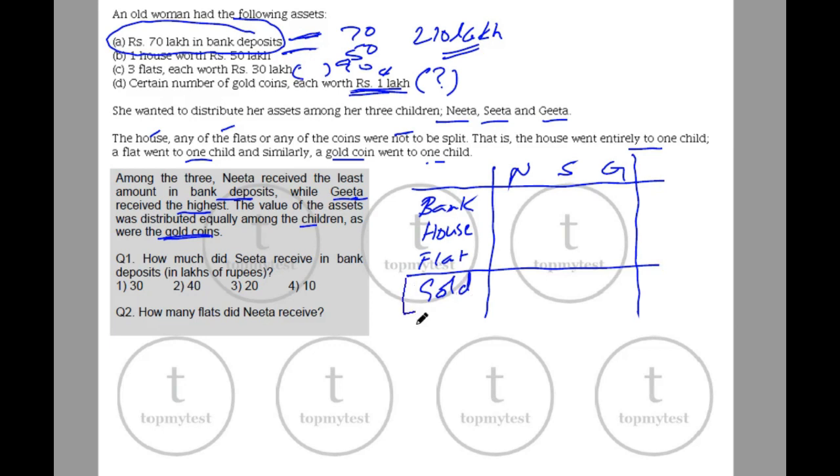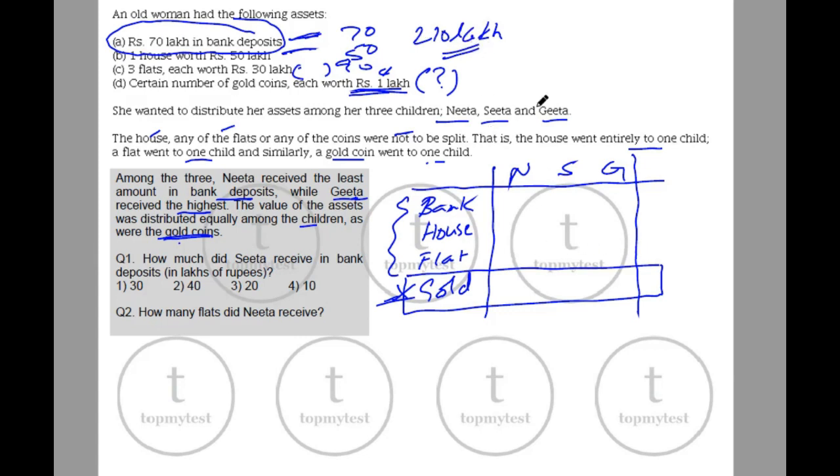Now gold was divided equally. So if you have 3 coins, each of them will get 1 each. If you have 9 coins, each of them will get 3 each. So gold as such is not required here, because it is going to be divided equally. The rest of the assets also have to be divided equally. You don't need to check for the gold because it says gold is divided equally and the total assets are also divided equally. Which means that even these 3 in terms of value will be divided equally.